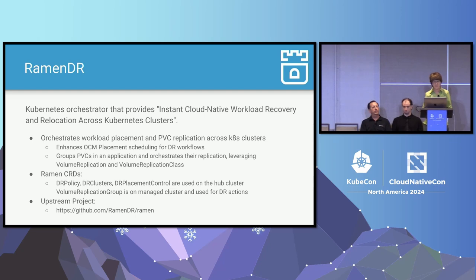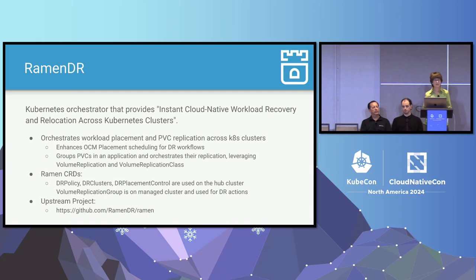The Ramen CRDs that are new and come with the Ramen project are DRPolicy, DRClusters, and DRPlacementControl. These would all be in what we call a hub cluster, and I'll show you that in a minute. DRPolicy is going to apply a policy on a per application level, and the policy is going to include what are the two peer clusters and what is the replication interval. The DRClusters are which two clusters are paired.